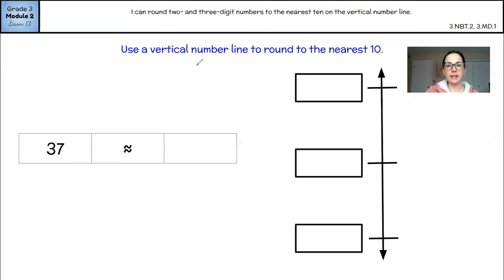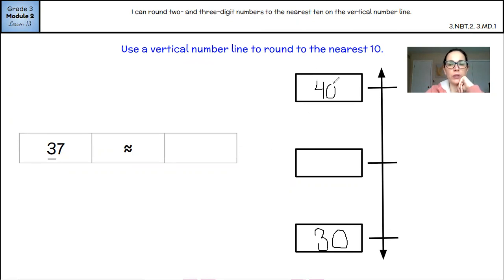Okay, boys and girls, this is the last one we're practicing in the video today. 37. 37 comes between which two tens? It's going to come between 30 and 40, and I know that because all I have to do is look at the tens place. It goes up to 40 because 10 more than 30 is 40. What's my halfway point? Half of 10 is 5, so it must end in a 5. So 35, right?